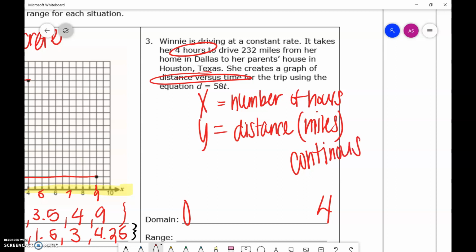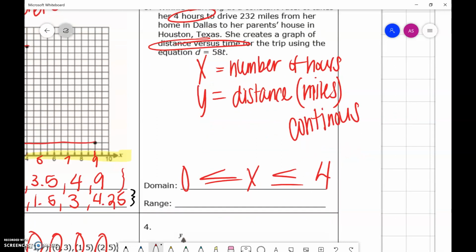So basically I know that this trip is 4 hours because, like I said in class, time goes on and on and on. She's not going to stop and at 1 hour her car is just going to pop on the freeway. She has to back out her driveway. She has to get her gas. She has to do all these things before she gets on the road to go to Houston, Texas. So this is continuous.